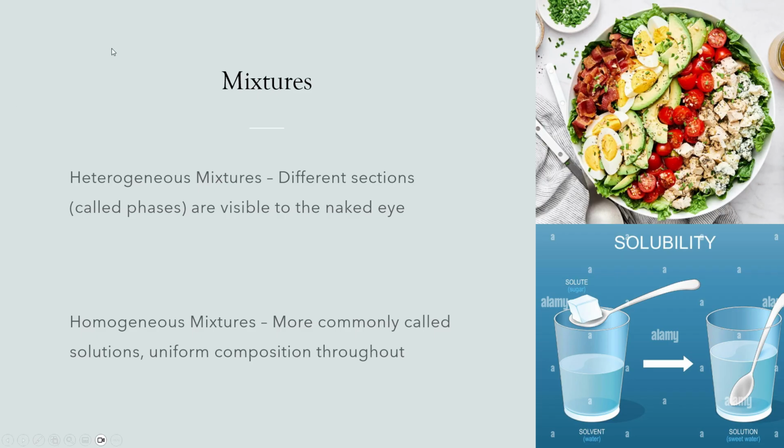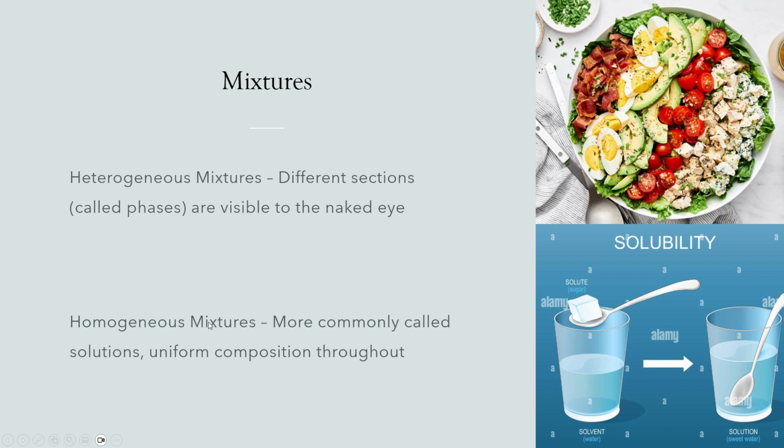So first, go through the two different types of mixtures. First one is heterogeneous mixtures, the second is homogeneous. Heterogeneous means the different sections that are visible to the naked eye. So if you look at this salad, you'll see the different ingredients, like bacon, eggs, avocado. You can see each individual ingredient.